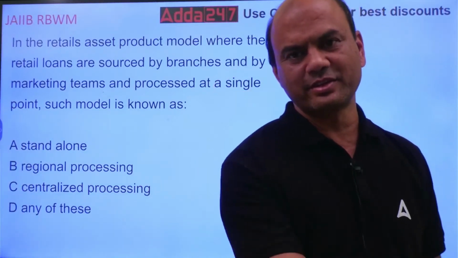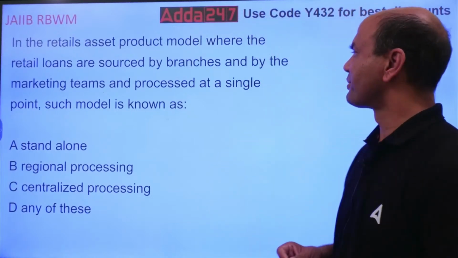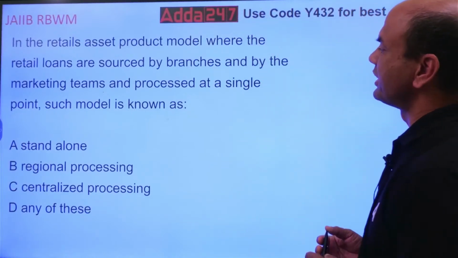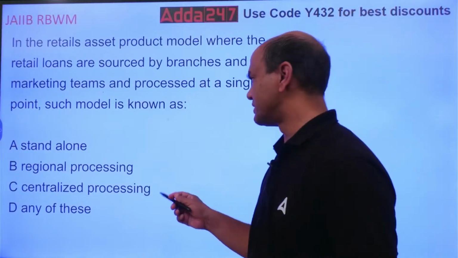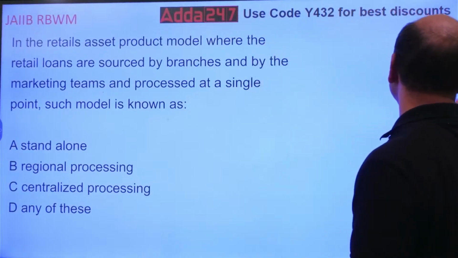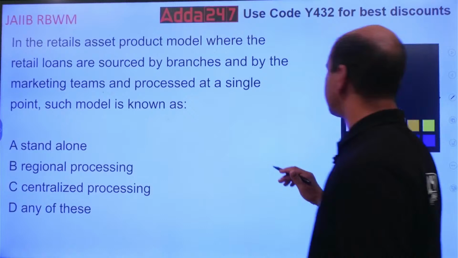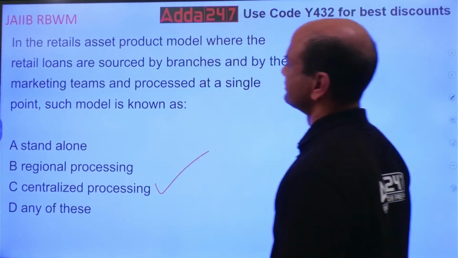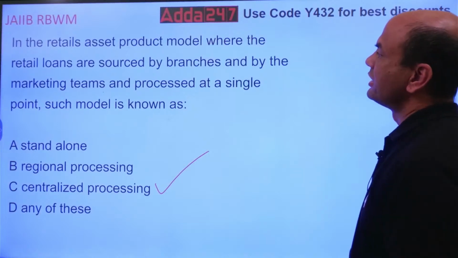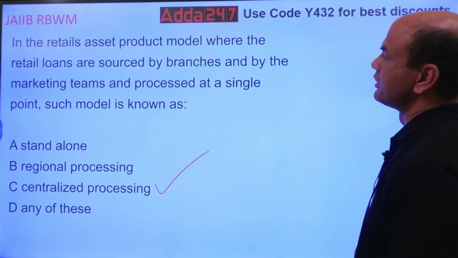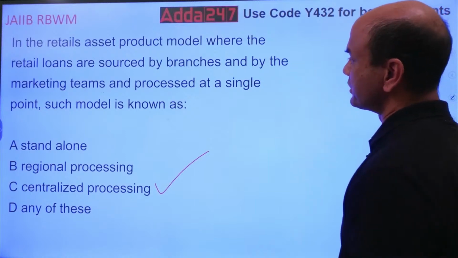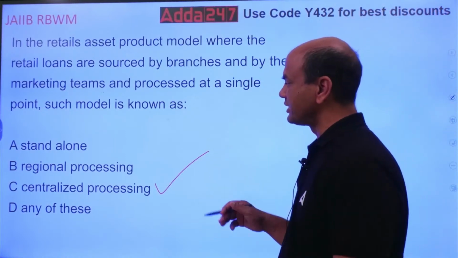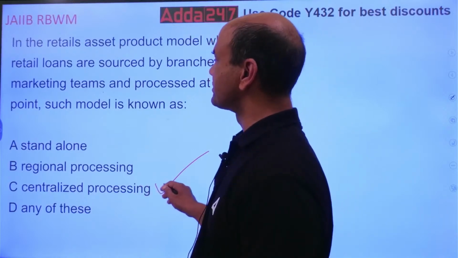So next one. Got it now? So a single point is this centralized. Whenever you have it at a single point, it's centralized processing. In the retail assets model, where retail loans are sourced by branches and marketing teams and processed at a single point, that was the question, right? So it is centralized processing.